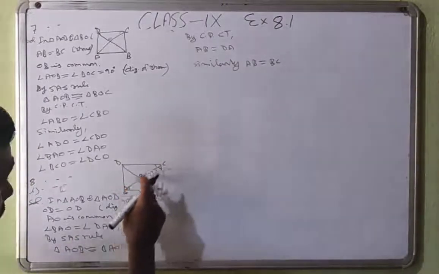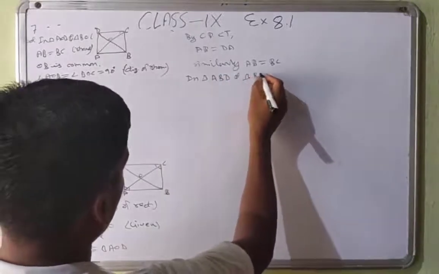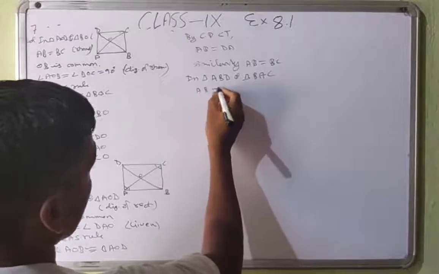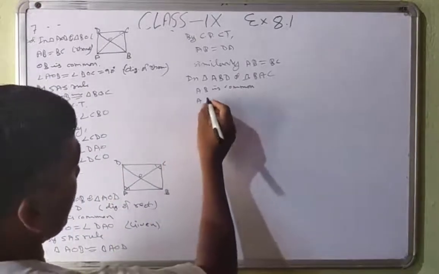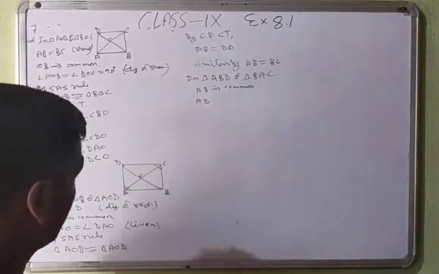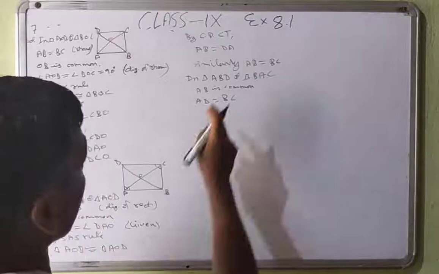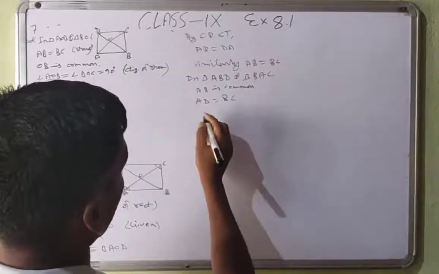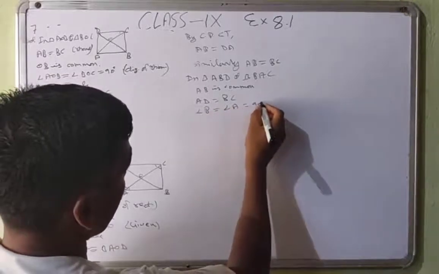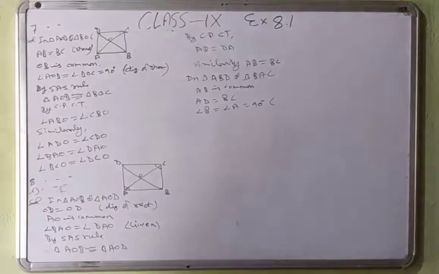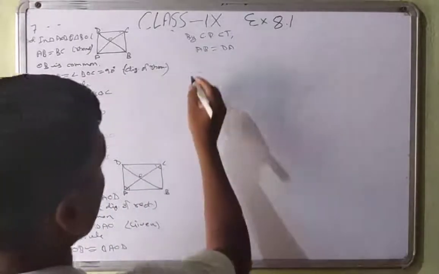So we will take this triangle and this triangle. Now in triangle ABD and triangle BAC, AB is common, AD is equal to BC from the first equation, and angle B is equal to angle A is equal to 90 degrees, since the angles of a rectangle are right angles. Similarly also that one.